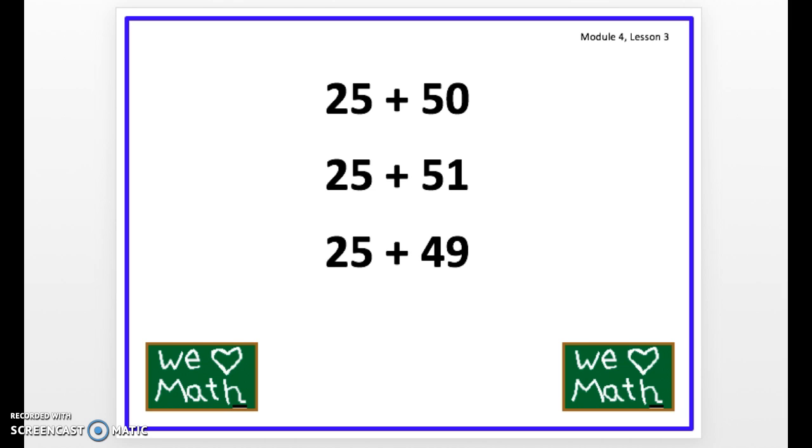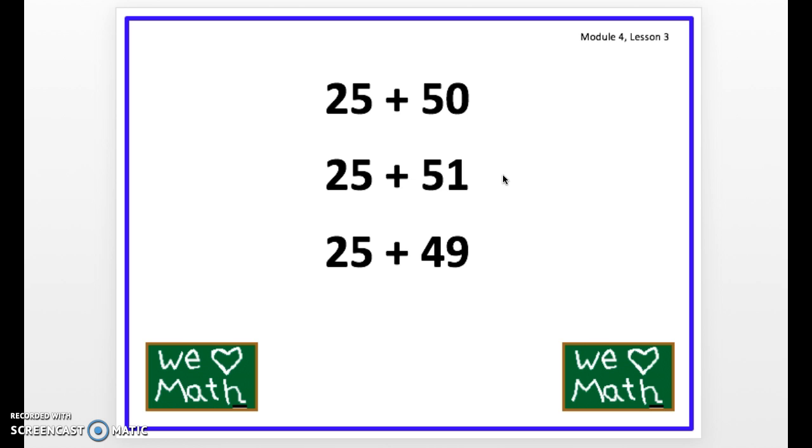Now I want you to write down 25 plus 51. Okay, we need to look at this a little carefully. This 25 is the same. 50 here, 51 here. What is the difference between the two numbers that we're adding? One is 50, one is 51. 51 is bigger than 50, okay? But it's only bigger by 1. Now 25 plus 50 equals 75. If this is just bigger by 1, then our answer is going to be bigger by 1. So 25 plus 51 equals 76.